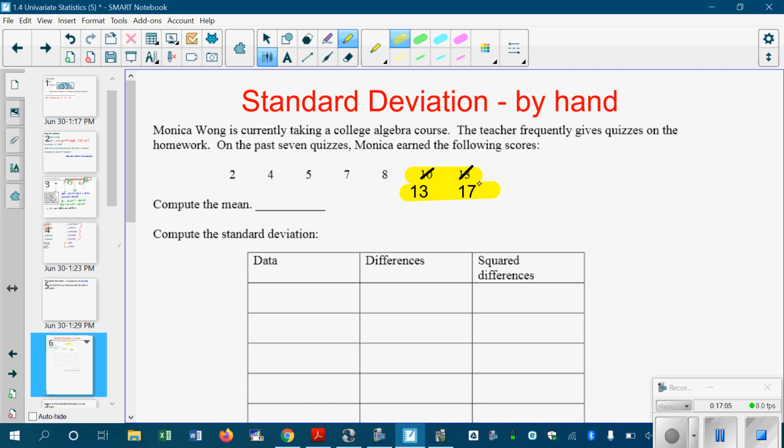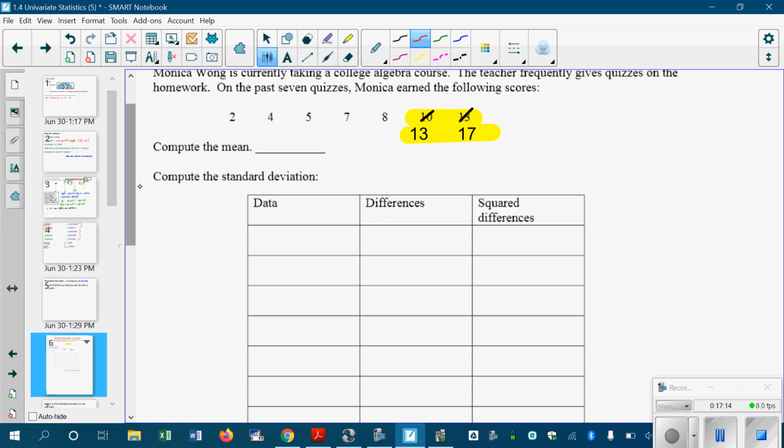Okay, so let's say that we are looking at a student named Monica. Monica's taking college algebra, and the teacher gives quizzes on homework, and Monica's scores are kind of all over the place. She's earned anywhere from a 2 to a 17 on her quizzes. So the first thing that we're going to do to calculate standard deviation by hand is to find the mean or the average. So you can do that obviously just by adding these together yourself.